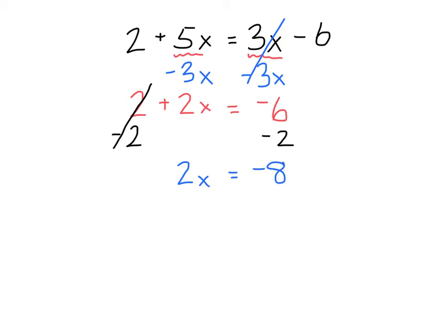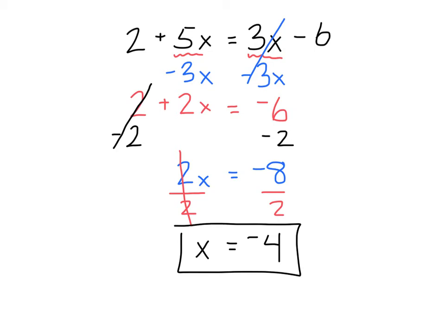Now we have our one-step equation: 2x is equal to -8. So we know how to do that. The opposite of multiplication is division, so we are going to divide by 2 on both sides. These two cancel out. All that we have left is x. And on the right side of the equation, we have -8 divided by 2. Remember, a negative divided by a positive is always going to be negative. So -8 divided by 2 is equal to -4. And -4 is going to be our answer.